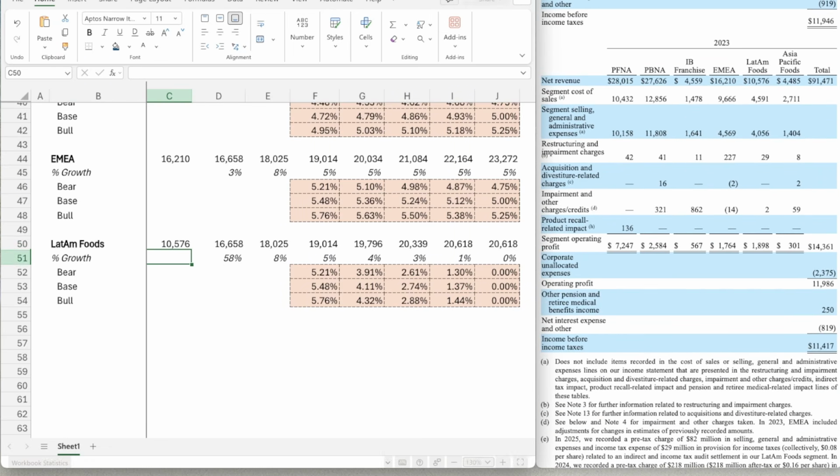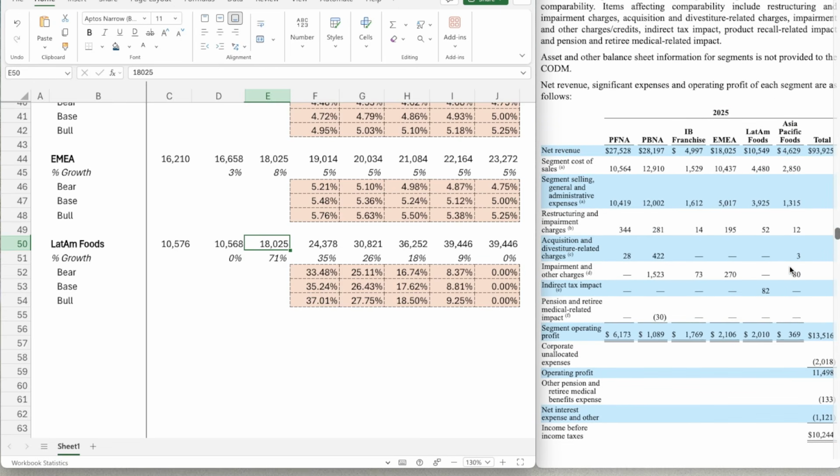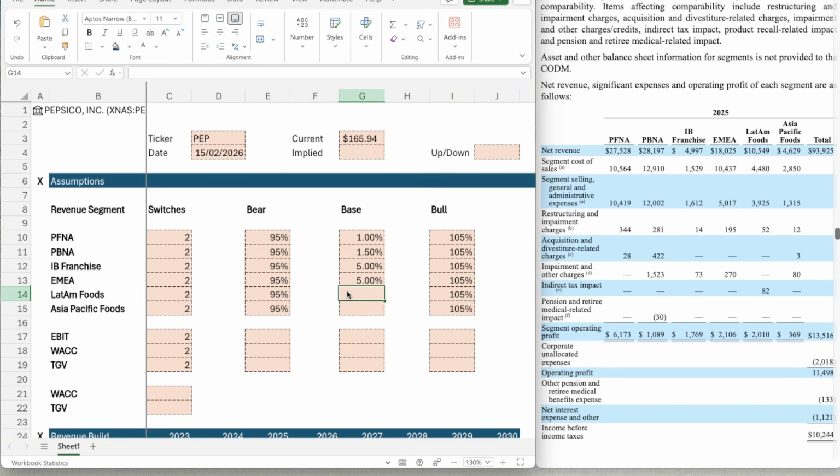And 576, and 568. And actually, no, LATAM looks fairly flat. Maybe let's put up a 0.5% growth.